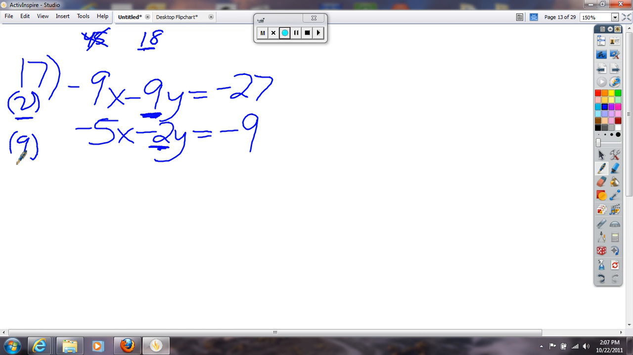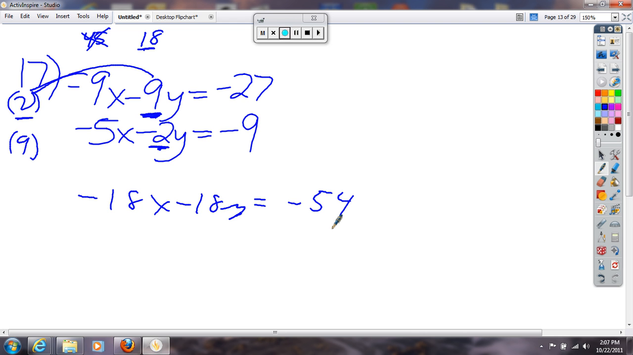So do the multiplication. 2 times all of these. 2 times 9 is a negative 18x. And then 2 times this 9 is a negative 18y. Equals, and 2 times a negative 27 is a negative, and 2 times 27 is 54. I multiply the whole top row by 2. On the bottom, I multiply everything by 9. It's 9 times negative 5. That's a negative 45x. Then I take 9 times negative 2. That's a negative 18y. Equals, and then 9 times a negative 9 is a negative 81.